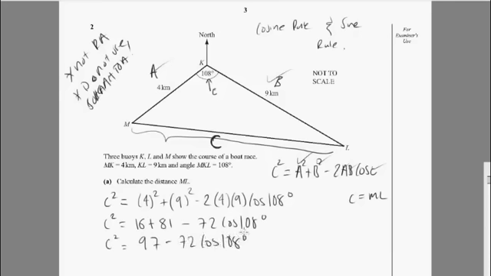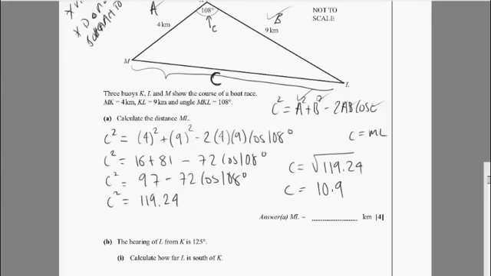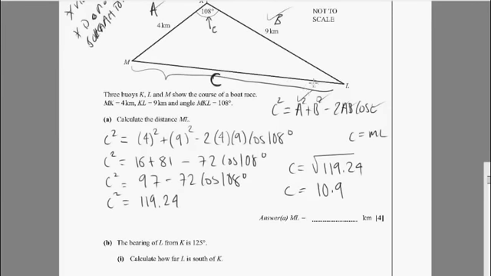Now it's in a form where we can digest it. So the distance between M and L is 10.9 kilometers.